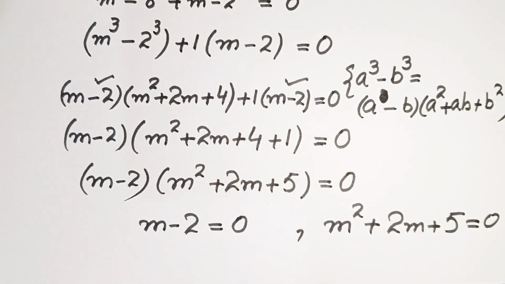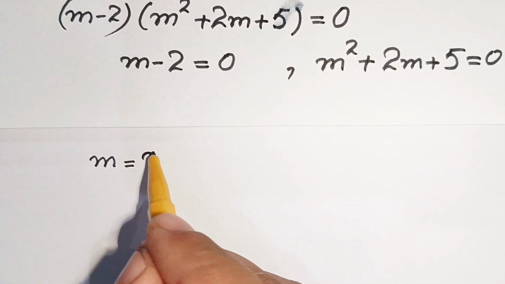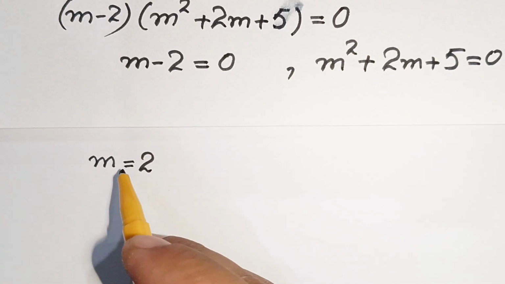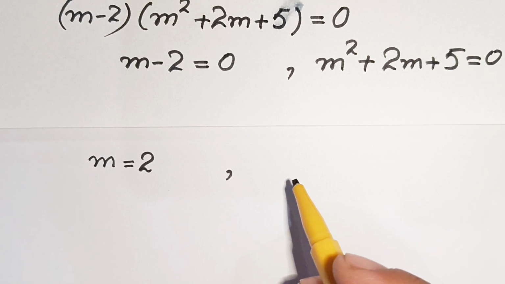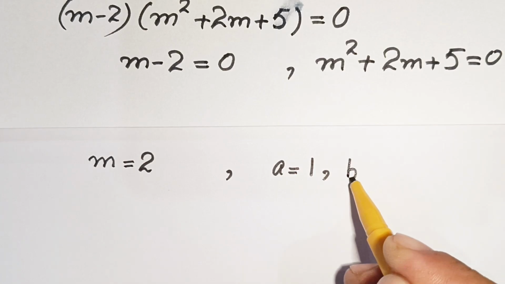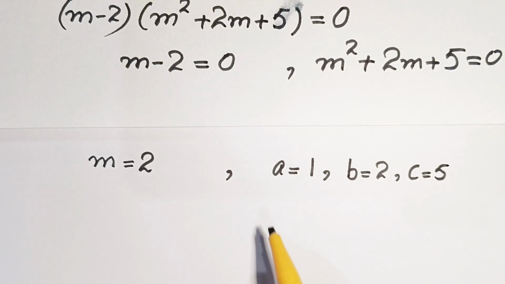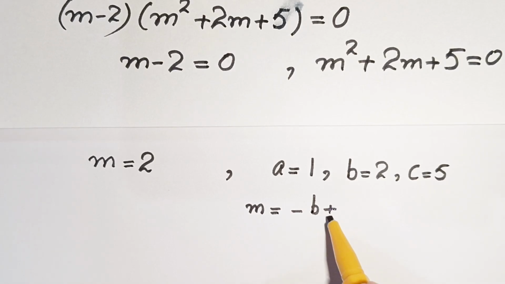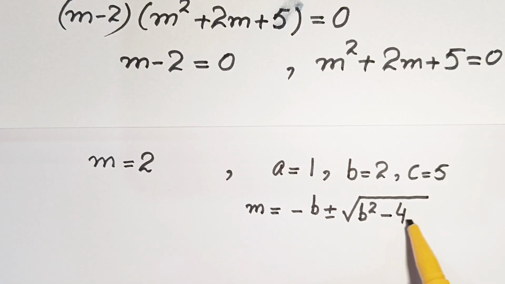Now solving these two equations, m minus 2 is equal to 0, shifting minus 2 we get m is equal to plus 2. So the first value of m is 2. The second is a quadratic equation, so we solve it using the quadratic formula. Here the value of a is 1, b is equal to 2, and c is equal to 5. The quadratic formula is m is equal to minus b plus minus square root of b squared minus 4 times a times c, all over 2 times a.